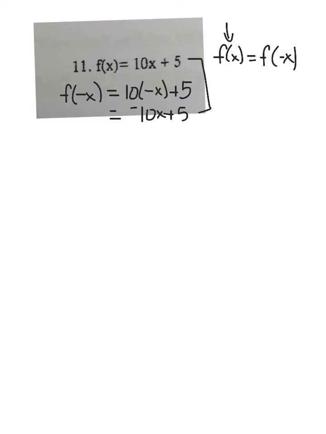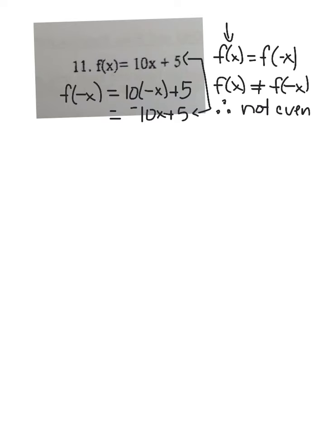Now, do you see this? That's the rule for f of x equals f of negative x. And if I look at this and I look at this, they are not the same. Okay, so what you are going to write is f of x does not equal f of negative x. And I don't know if you know, but that's the symbol for therefore not even.